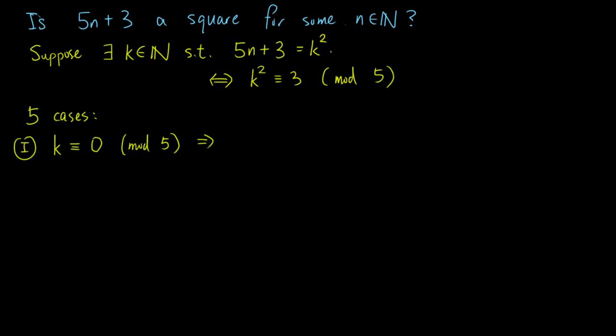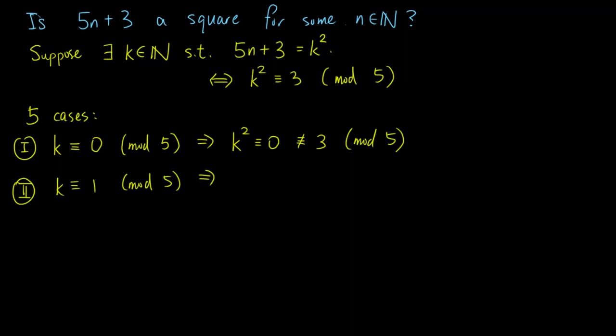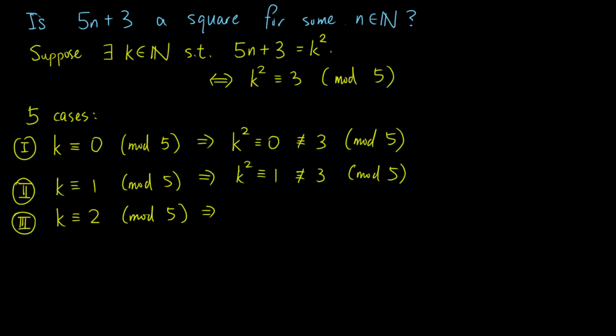If k is congruent to 0 mod 5, then k squared is congruent to 0, which is not congruent to 3 mod 5. Second, if k is congruent to 1 mod 5, then k squared is congruent to 1, which is again not congruent to 3 mod 5. Third, if k is congruent to 2 mod 5, then k squared is congruent to 2 squared, which is 4, and is not congruent to 3 mod 5.